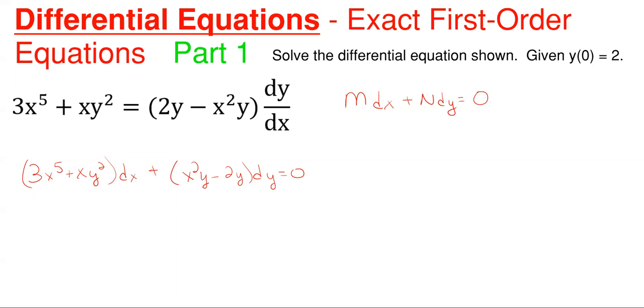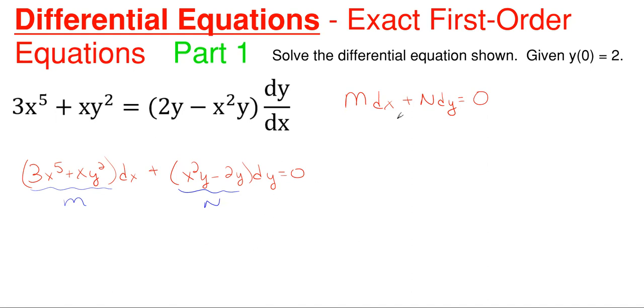So what I have here is that I have it in this form where this is my M, this is my N. Now, sometimes when differential equations are oriented like this, you can separate the variables, but in this case we cannot separate the variables. We have too much intermixing going on here. So we cannot use that easier method.